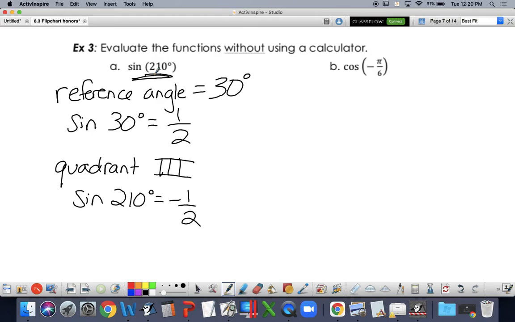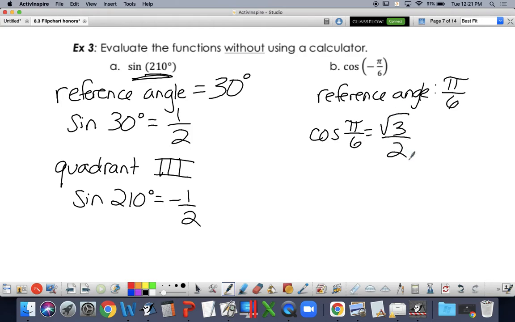All right, let's look at our next one. Negative pi over 6. So what is my reference angle? How far away am I from the x-axis? I'm pi over 6 away from it. All right? The cosine of pi over 6, or 30 degrees, if we want to think of it that way, is square root of 3 over 2. I'll just tell you that. Which quadrant am I in? What quadrant is negative pi over 6 in?